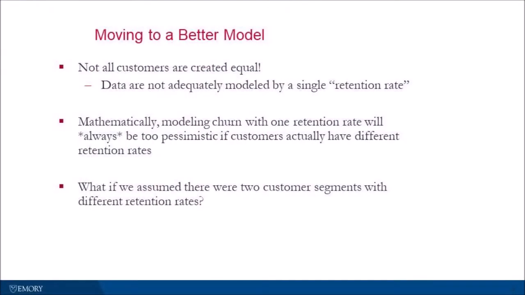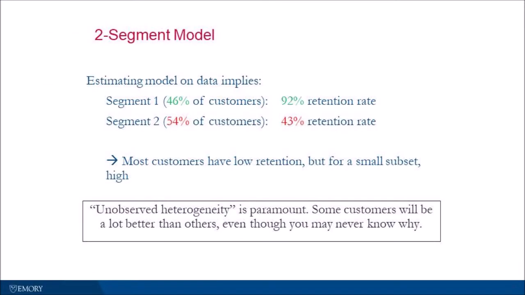And what's interesting is when you assume that there's only one retention rate, when in fact there are 2 or 3 or more segments within your customer base, you will mathematically have to undervalue those customers. So imagine that we move to a 2-segment model. Basically what we would infer is that there's a high loyalty segment and a low loyalty segment. Both of these segments take up about 50% of the market share. And we can see that the high loyalty segment has a retention rate of 92%, whereas the low loyalty segment has a retention of just 43%.